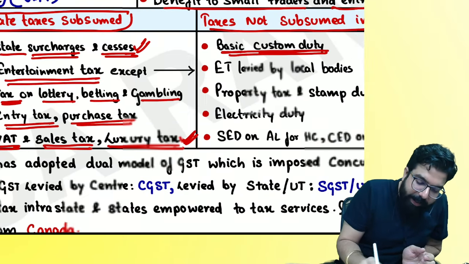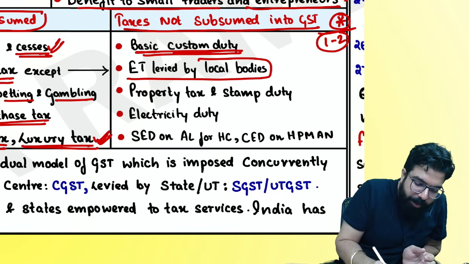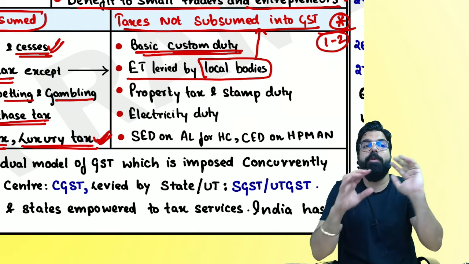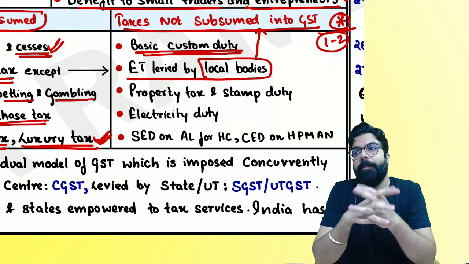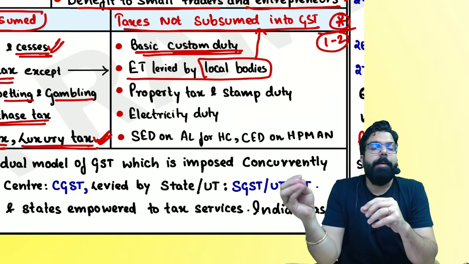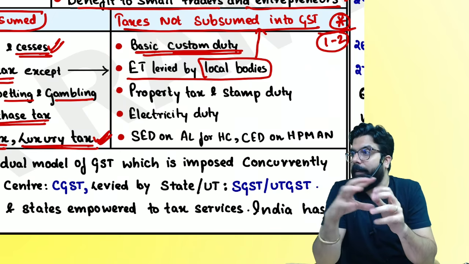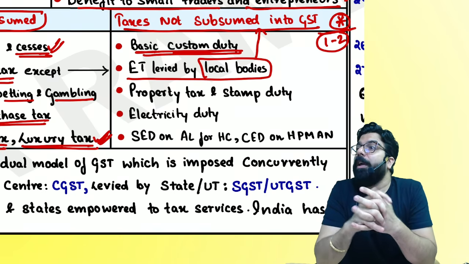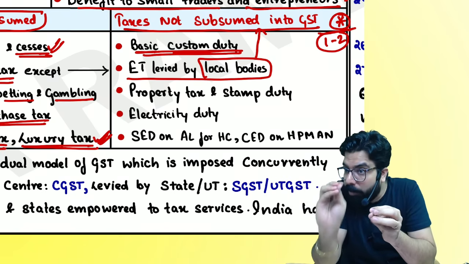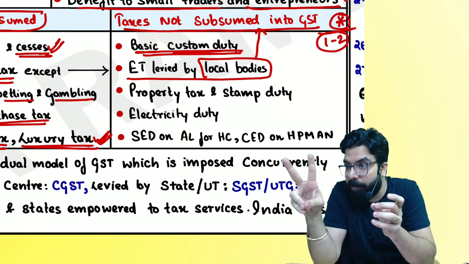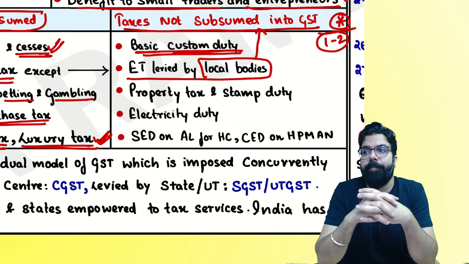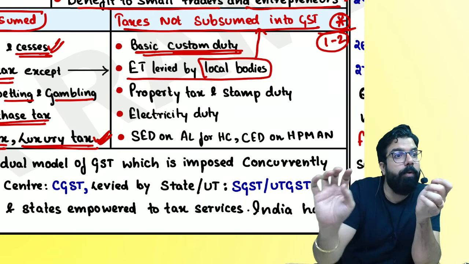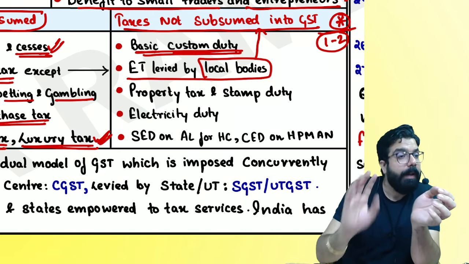Now, other than entertainment tax which is levied by the state, the entertainment tax levied by local bodies has not been subsumed. What is local tax? Local entertainment tax. For example, there is a local theater in Maharashtra, where it is still there. In that theater, the local municipality will charge 2 rupees municipal tax on a 100 rupee ticket. Are we clear? So local entertainment tax is charged by whom? Municipality or panchayat. That is still continuing.